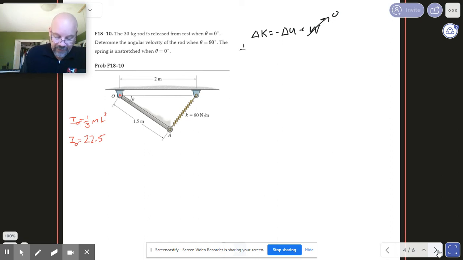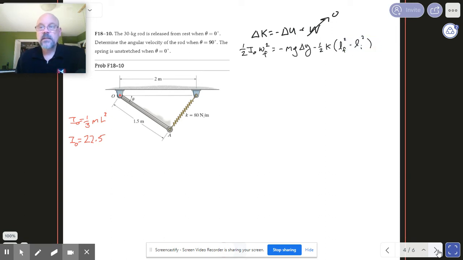So we're going to have 1/2 I0 omega final squared. It's going to be minus mg delta y. And we've got that's a spring term again. So we're going to have a minus 1/2 k. And again, let's call it a stretch final squared minus a stretch initial squared, like so. Okay. Now let's go over and figure out about our changes, our delta y's.